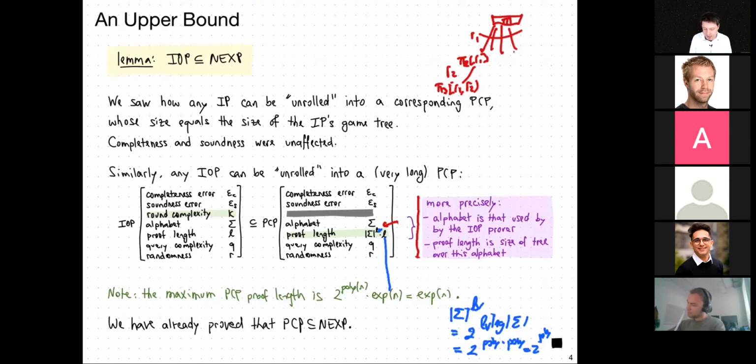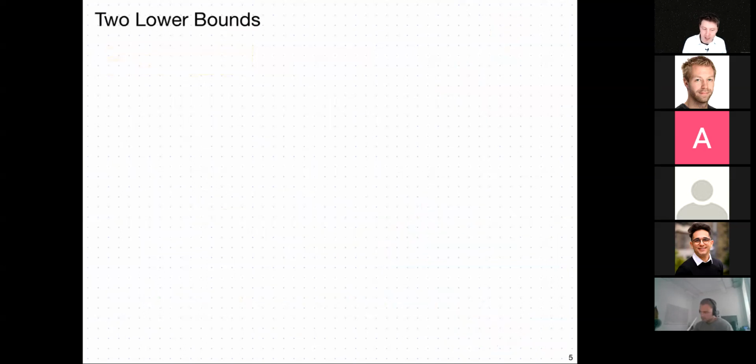And the main takeaway here is that to the extent that IOPs are very different from PCPs, they're not different in terms of can they give us more languages than PCPs do? The answer is no. They will give us other things, but not new languages. All right. Are we happy with the upper bound? Great. Let's talk about two lower bounds.